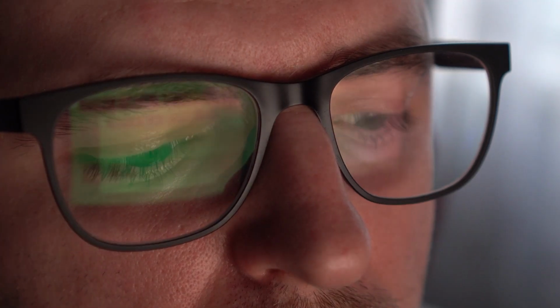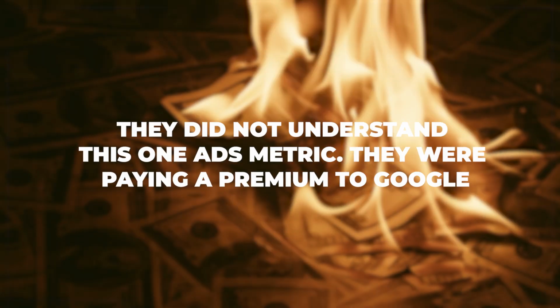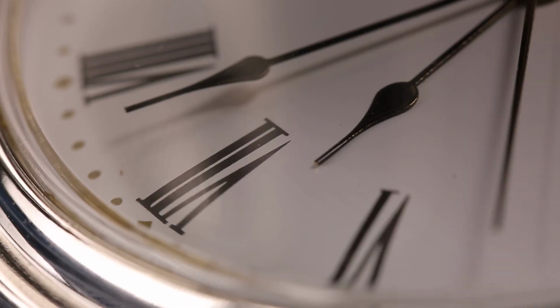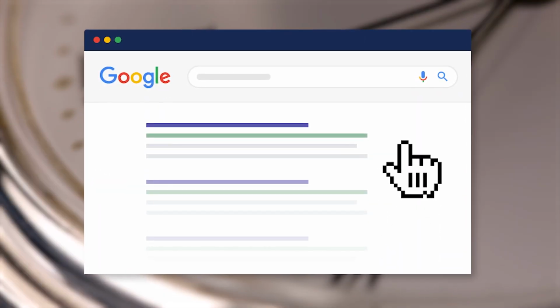I just audited an account in Google Ads where they literally burned thousands of dollars because they did not understand this one Google Ads metric. They were paying a premium to Google for traffic they could have gotten at a fraction of the cost. In the next few minutes, I'll show you how search impression share can save you thousands in wasted ad spend and show you exactly how much room you have to scale without the guesswork that kills most Google ad campaigns.